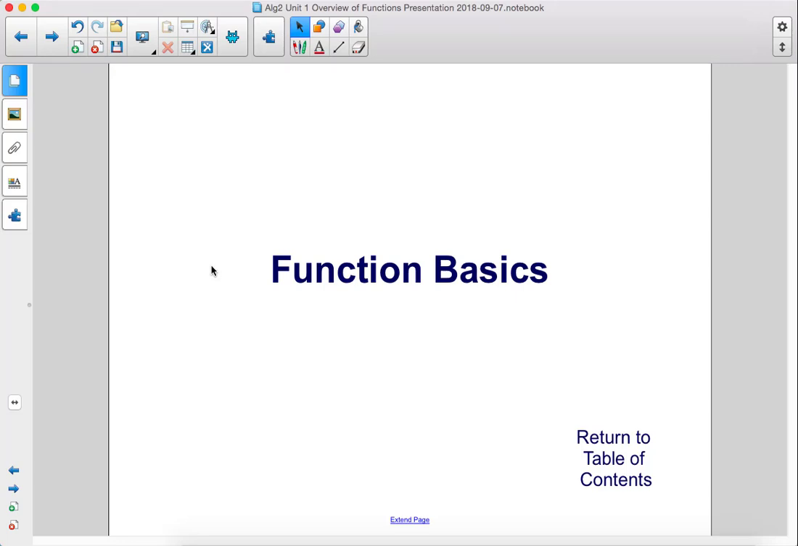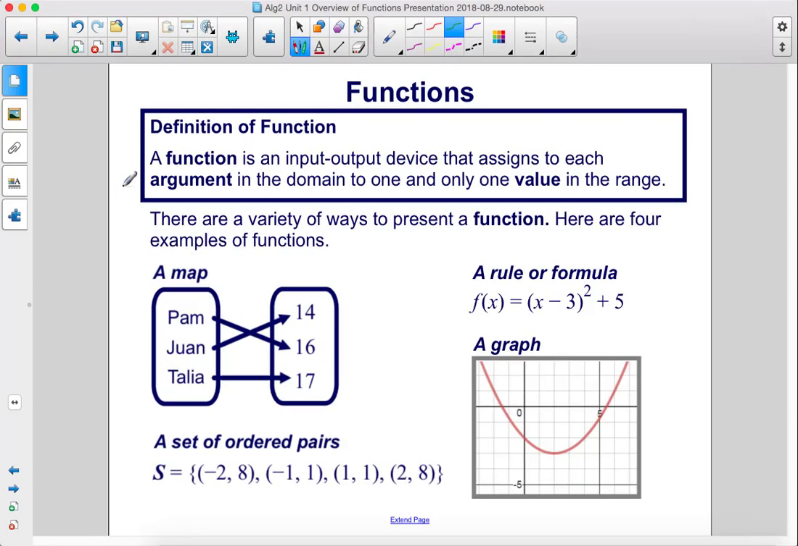Function basics. A function is an input-output device that assigns to each argument in the domain one and only one value in the range. There are a variety of ways to present a function. Here are 4 examples of functions.